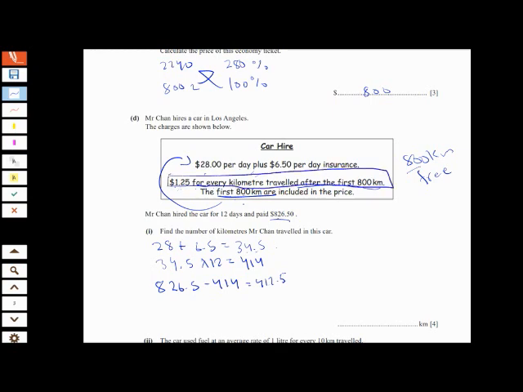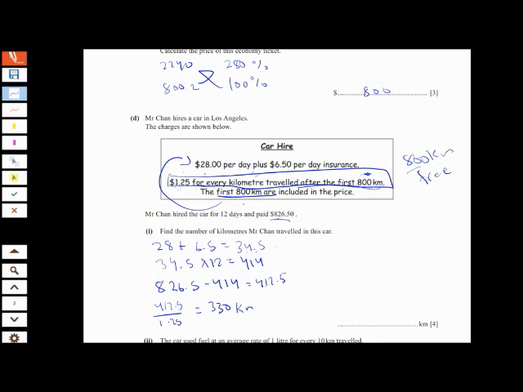This is the price for this information. And so 412.5 divided by 1.25 to find out how many kilometers he traveled. It's 330 kilometers. What does this mean? 330 kilometers he traveled after the 800 kilometers.